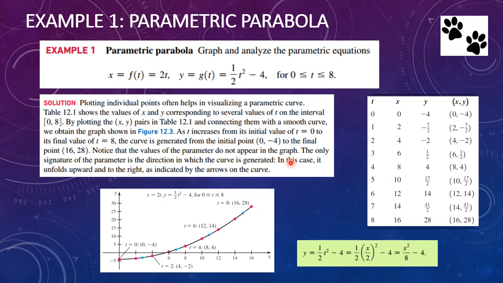Sometimes it's possible to eliminate the parameter from a set of parametric equations and obtain a description of the curve in terms of x and y. In this case, from the x equation, we have t equals x over 2, which may be substituted into the y equation to give y equals 1/2 t squared minus 4. Substituting in x over 2 for t, we get 1/2 (x over 2) squared minus 4, which gives us x squared over 8 minus 4.